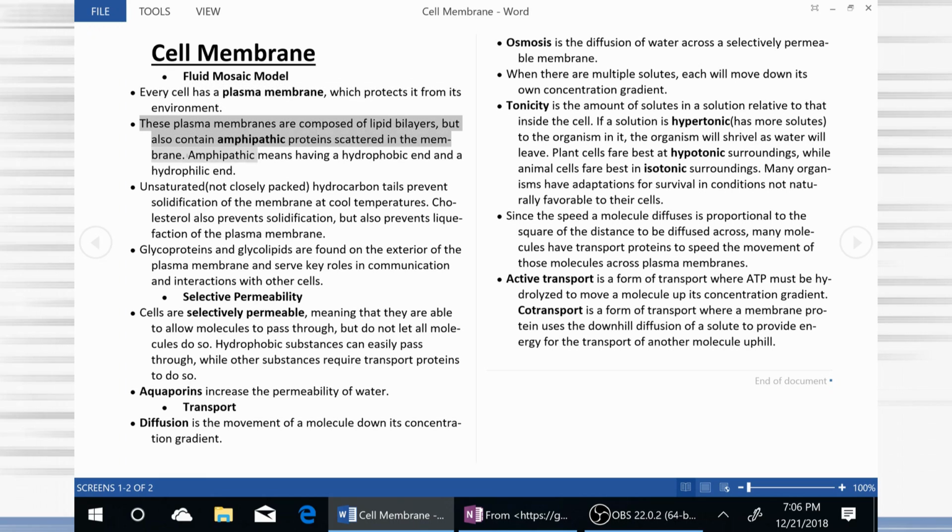So these plasma membranes are composed of lipid bilayers, and lipid bilayers are organized in a way where the hydrophilic ends are located facing the interior and the exterior of the cell, and the hydrophobic tails are located so that they face each other to prevent themselves from touching the water.